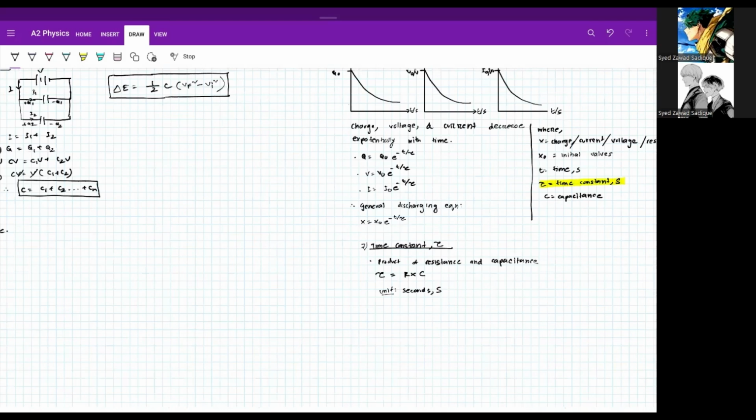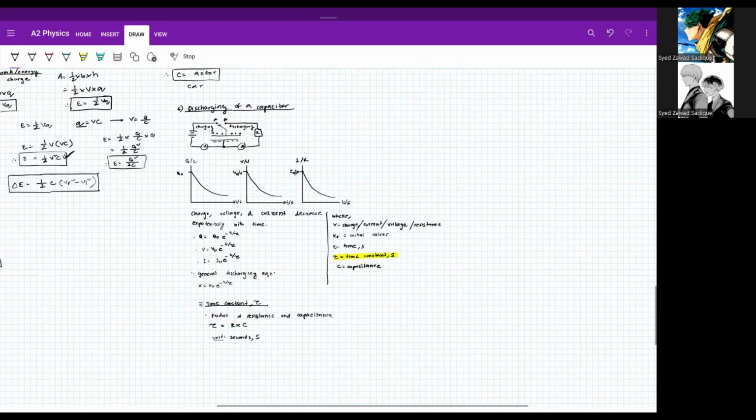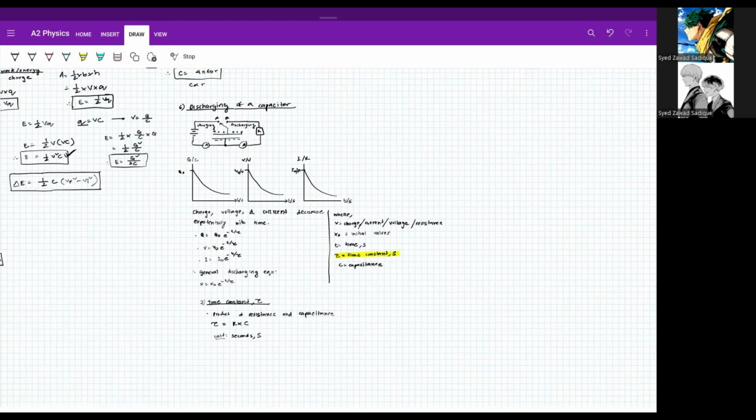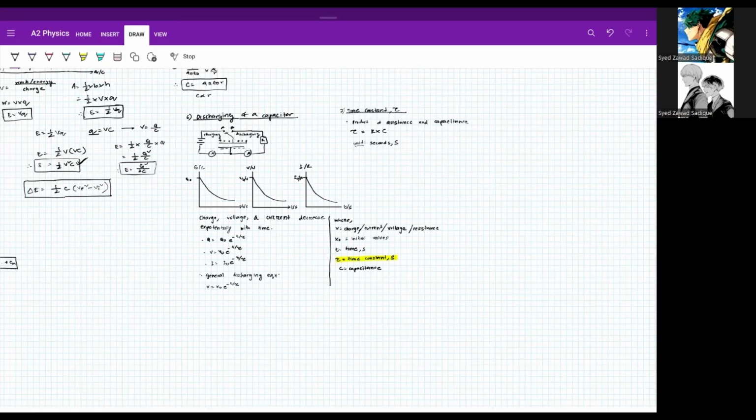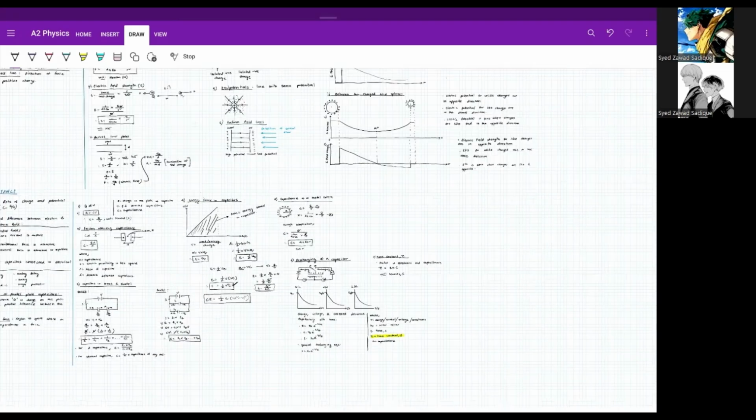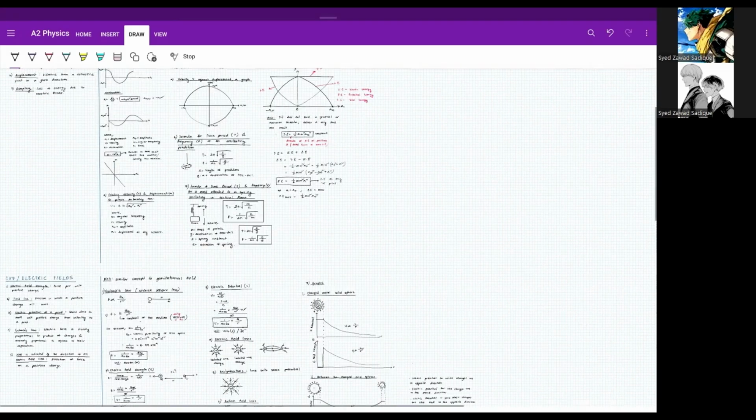I'm going to snip this out and take it here because it's taking too much space. Okay, so yeah, that is our chapter 8, capacitance. This one was long, but not as long as simple harmonic motion.